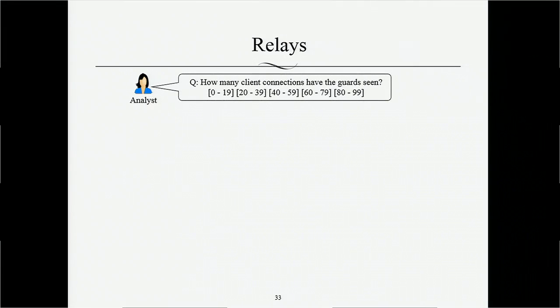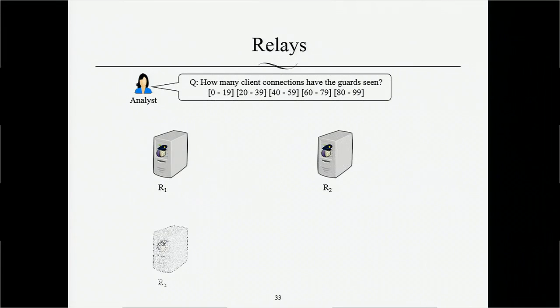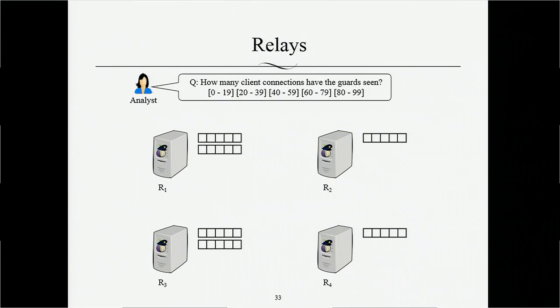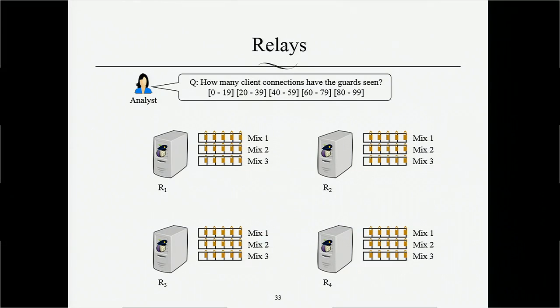So the analyst issues the query and it gives 5 bins. For this example, we consider 4 relays. Each of the relays maintains 3 redundant copies of the oblivious counter. Each counter is encrypted with the public key of a mix. And let's say 21 clients connect to relay 1, 28 to relay 2, and so on. Accordingly, they set their oblivious counter.